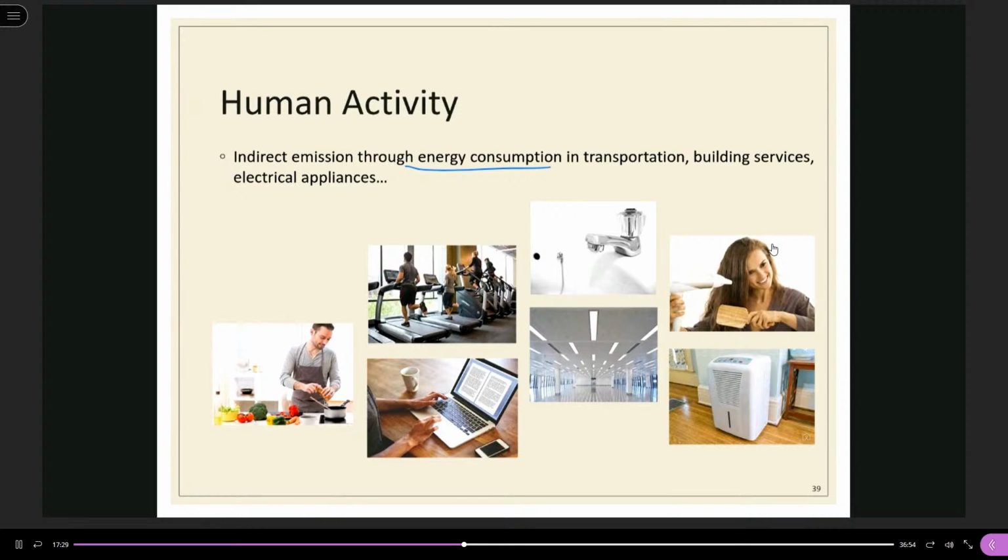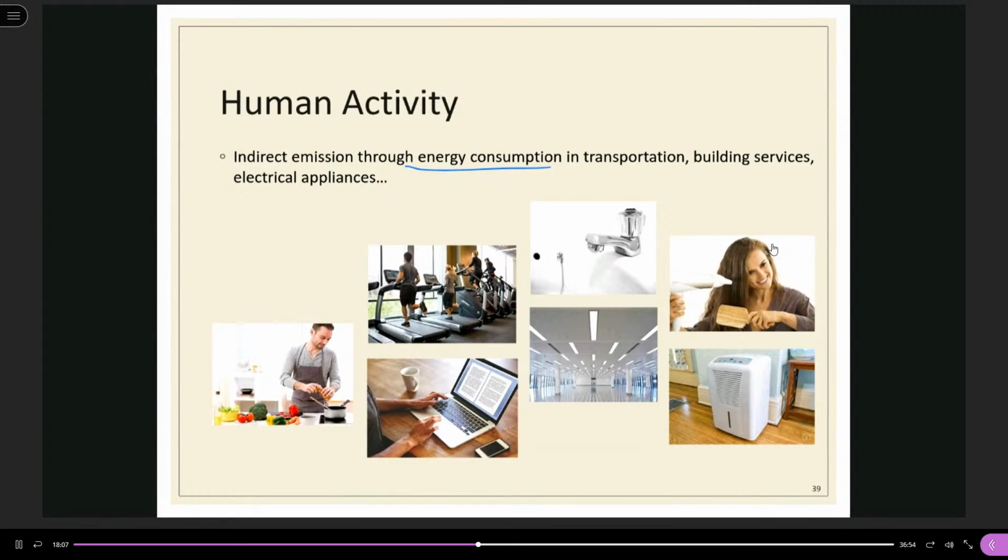When you turn on the lighting, turn on the water tap, use electrical appliances, go to the gym, cook, use your computer or your phone, all these rely on electricity. And we generate electricity by burning fossil fuels. In Hong Kong, we have two utility companies, CLP and HEC, and both rely almost totally on fossil fuels.